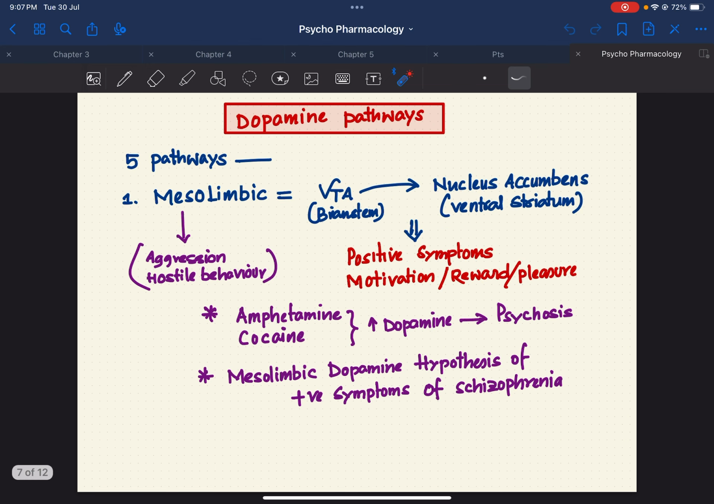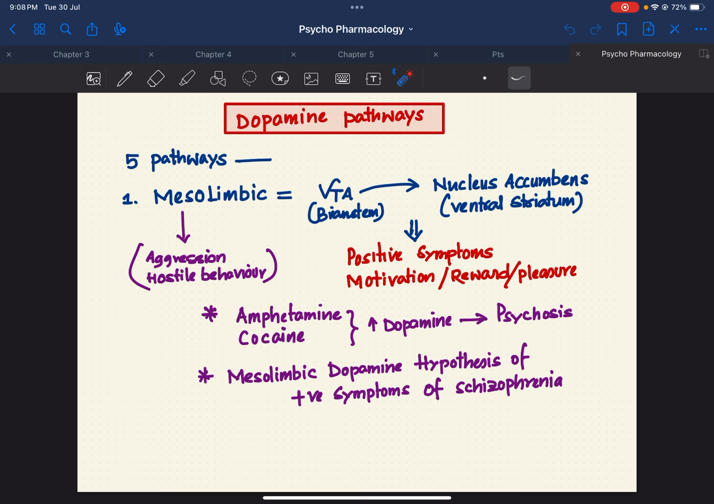Now, what are the dopamine pathways? These are very important. Remember, there are 5 pathways where dopamine acts and causes psychosis. Number 1 is the mesolimbic pathway. We already talked about the mesolimbic pathway; we'll talk about it in detail. The mesolimbic pathway starts from the ventral tegmental area in the brainstem and goes to the ventral striatum, that is the nucleus accumbens. This pathway is very important for the positive symptoms, and also important for motivation, reward system and pleasure.